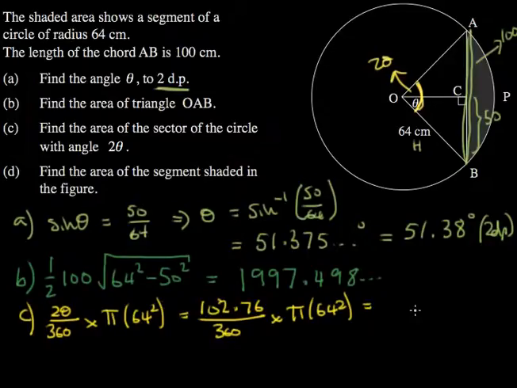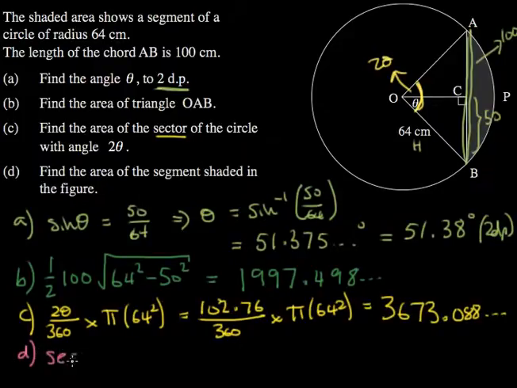And then on the calculator, divide by 360 times pi. I've found that to be 3673.088 and so on. And that's the area of the sector. And in part D, it's asking for the area of the segment. So I need to do the area of the sector, and then I need to subtract the area of the triangle.